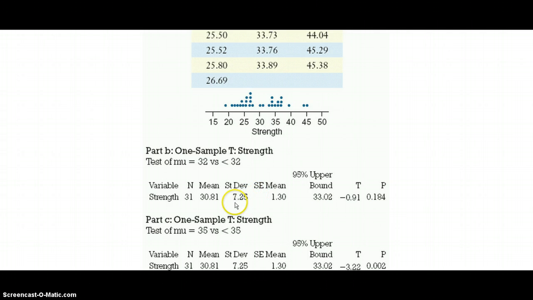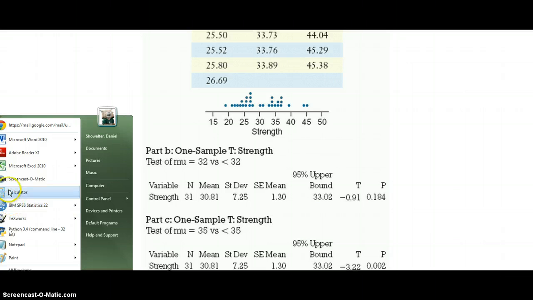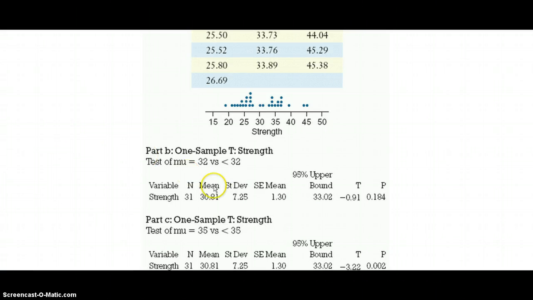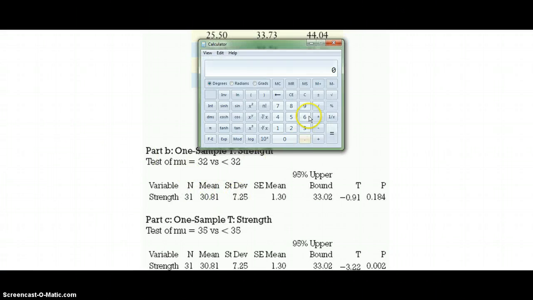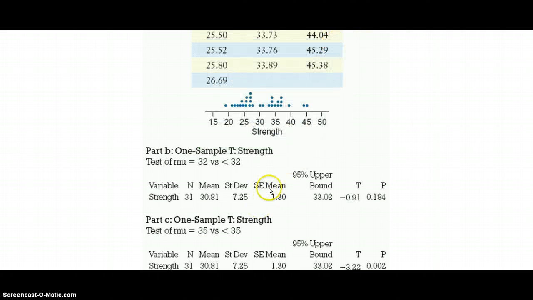If we take 7.25, let's do that real quick, 7.25 and divide it by the square root of our sample size, 31, right there, you can see we get that 1.30. So this is our standard error of the mean.